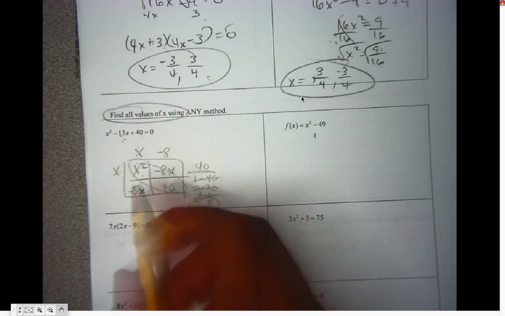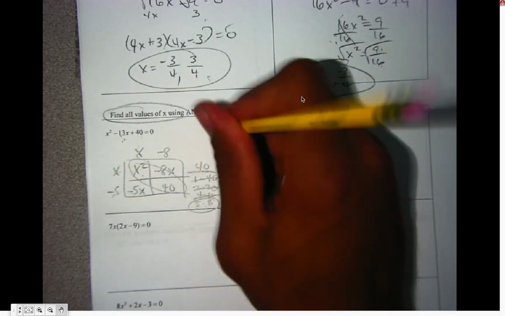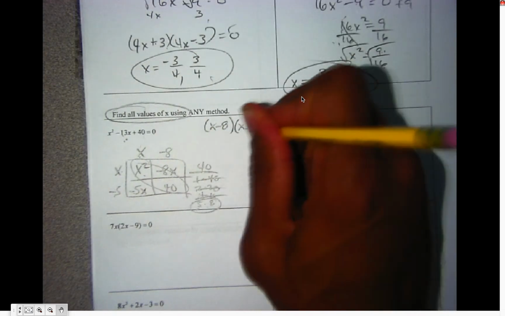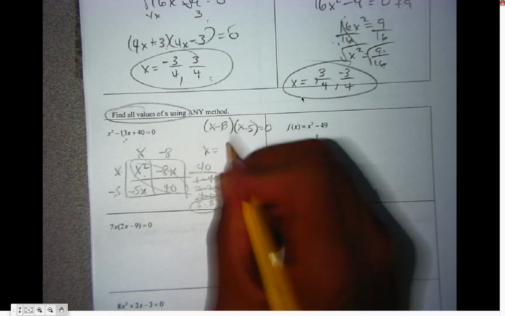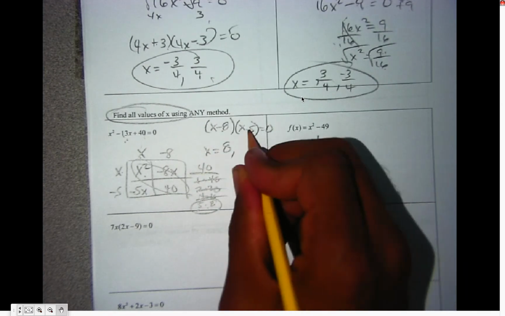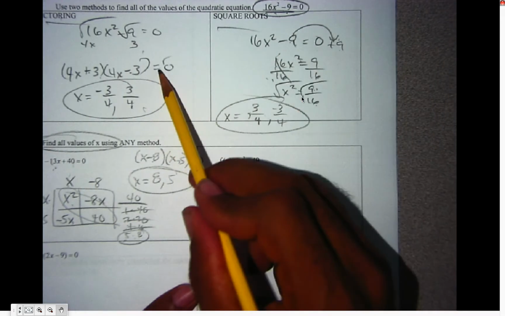Okay, so x times x is x squared. Then x times minus 8 is negative 8x. And x times minus 5 is minus 5x. So then I put x minus 8 times x minus 5 equals 0. X is a liar, so that's negative 8. That's positive 8. Same thing, negative 5. Answer is positive 5.